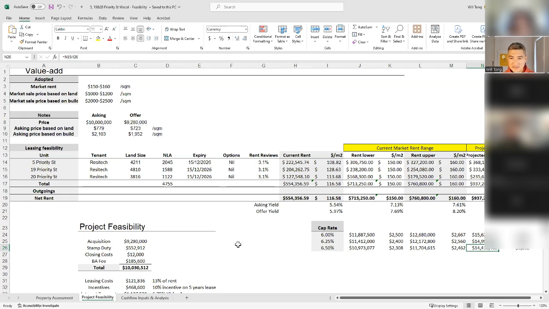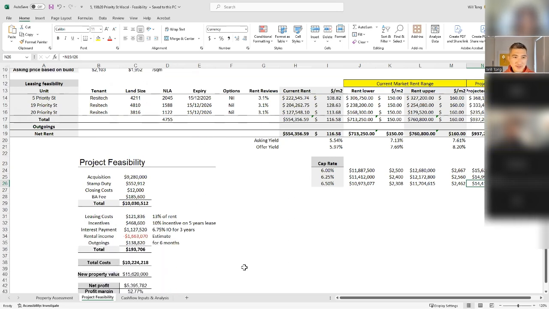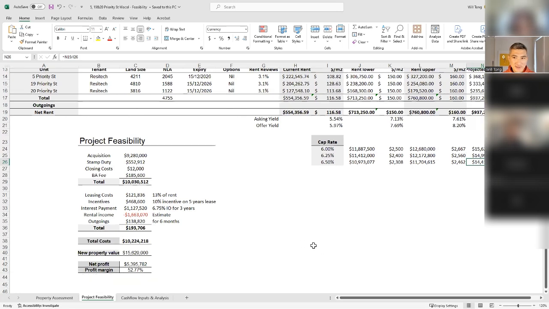So what does that all mean? This is where the feasibility comes in. And guys, feel free to jump in with questions. So assuming we fast forward to the end of 2026, we reach out to Residtech and we say, hey guys, your lease is up. We need to increase your rent because rents have gone up. It's not $12 a square meter anymore, it's like $200 a square meter now. What do you want to do? Do you want to stay or not?